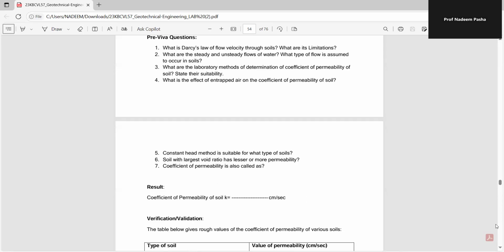What are the laboratory methods to determine coefficient of permeability of soil? Select their suitability. So this you need to study. What is the effect of entrapped air on the coefficient of permeability of soil? Entrapped air causes changes in the values obtained of coefficient of permeability of soil. Constant head method is suitable for what type of soil? Not clay soil. Soil with larger voids has lesser or more permeability? More. Coefficient of permeability is also called as permeability. Coefficient of permeability of soil is in centimeter per second.